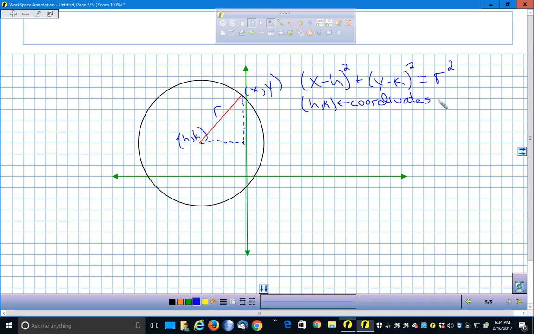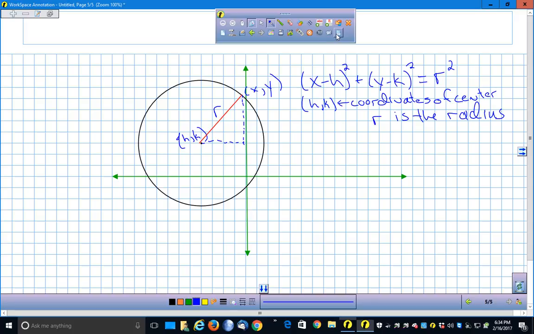And r is the radius. So this is the general equation of a circle.